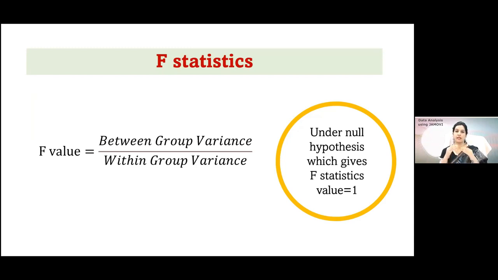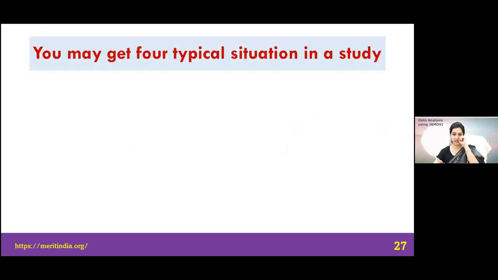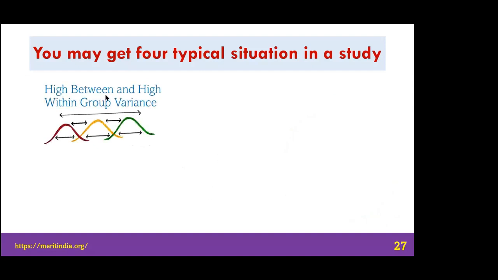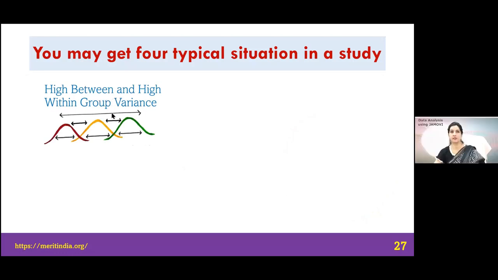So if you can recall the example of between group variance and within group variance, between group variance divided by within group variance will be your F value, and under the null hypothesis, this value is 1. So you may get a typical situation like the first situation. There will be high between group variance and high within group variance.